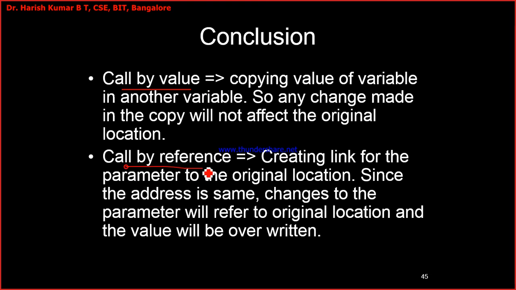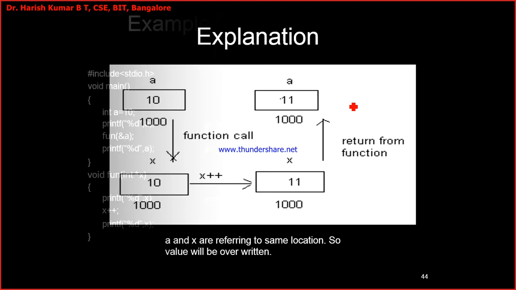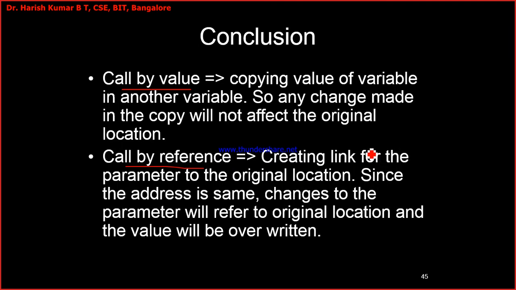If you do the same by call by reference, you are creating a link to the original memory location. That is what happened here. So when you either update this, or print using x or a, it should print the same thing. Both of them are pointing to the same thing. Since the address is the same, changes to the parameter refer to the original location and the value will be overwritten.